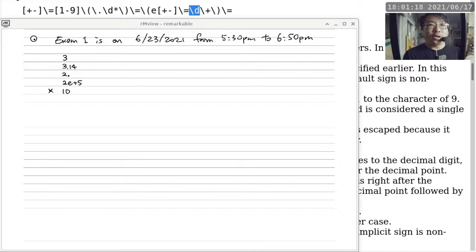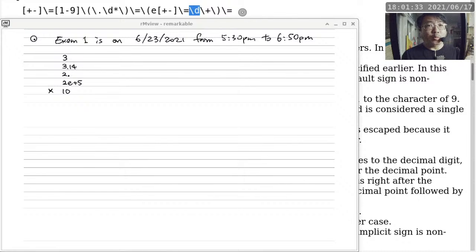I will not quiz you on regular expression. So I'm not going to give you a regular expression specification and then ask you, okay, what about this string here? Does it match that regular expression?